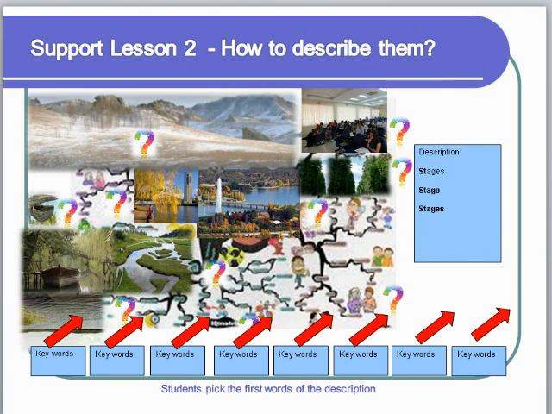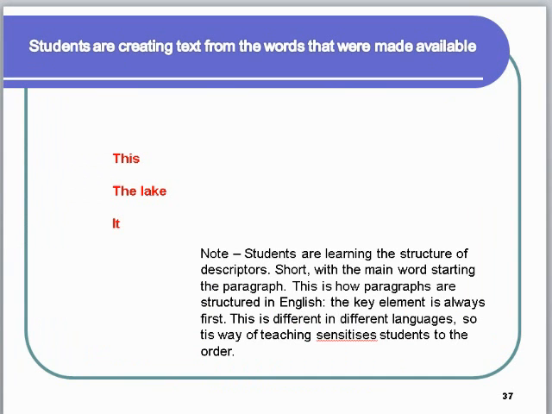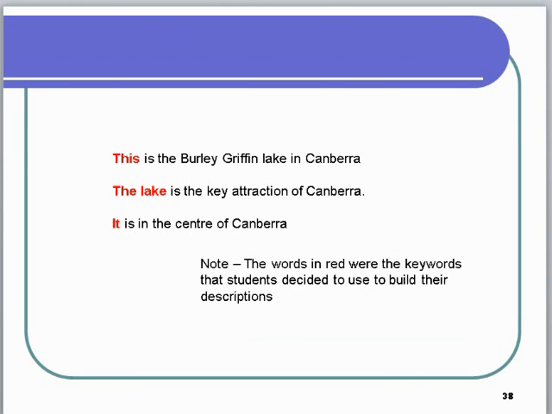So when we now explore those words, we will want to actually understand through activities what they actually mean, and then as students choose from those words the ones they want to use for their description. So for example, they will use the this, they will use the like and it, right? And what I want them to end up with is something like, this is the Burley Griffin Lake in Canberra. The lake is the key attraction of Canberra. It is the center. It is in the center of Canberra.